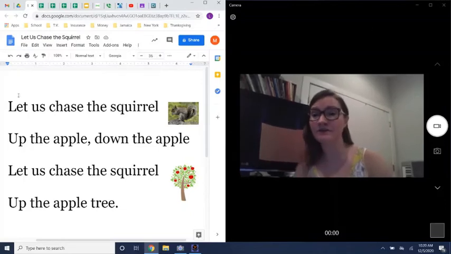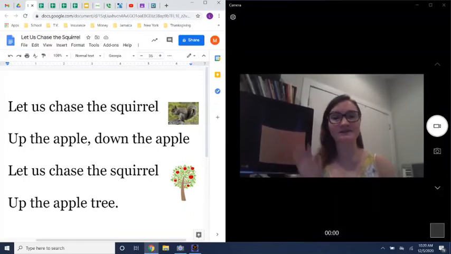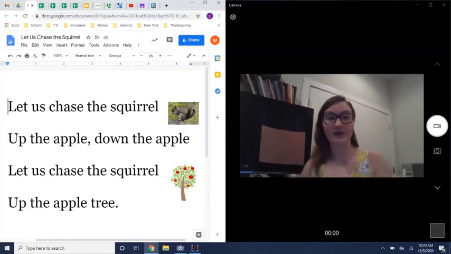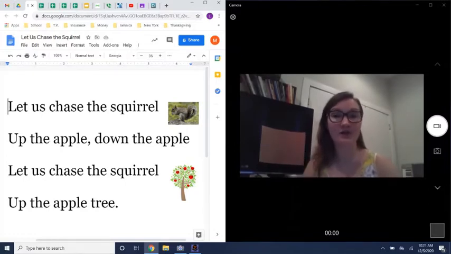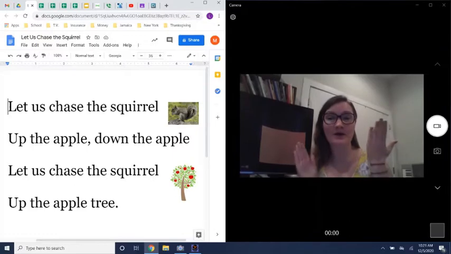My turn, first line. Let us chase the squirrel, up the apple, down the apple. Your turn, sing that, go. Let us chase the squirrel, up the apple, down the apple. One more time, by yourself, go. One more time, here we go. Let us chase the squirrel, up the apple, down the apple.